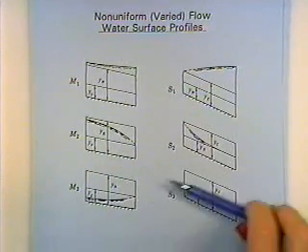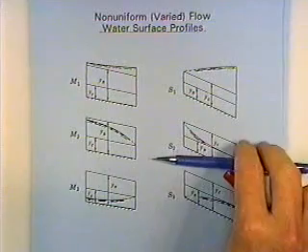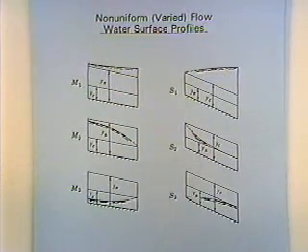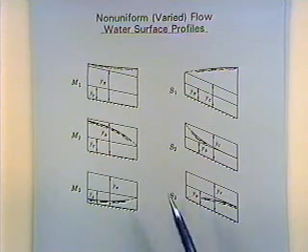M2 profile. If up here you had a slope that was flatter on this one, and then this gets steeper, you'd have an S2 profile. And so the point we're trying to make, there's a lot of different ways that you can change the slope. You can have contractions, expansions, blockages to flow to make for different types of non-uniform flow.